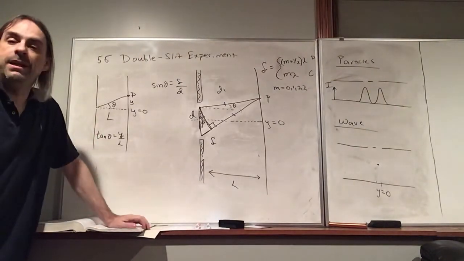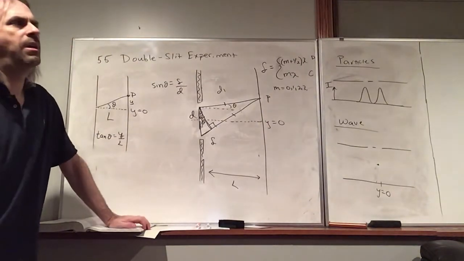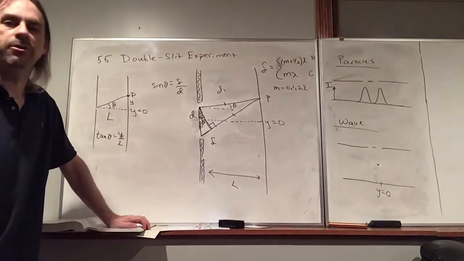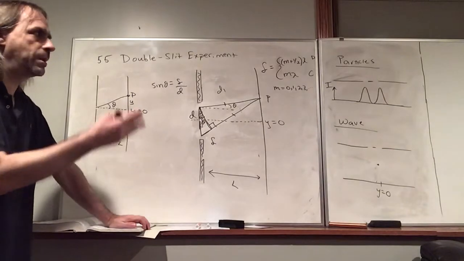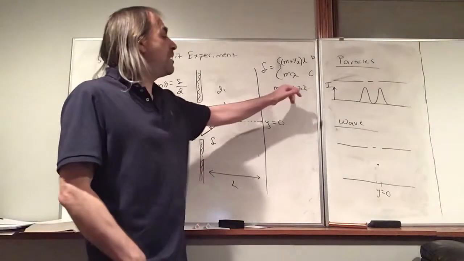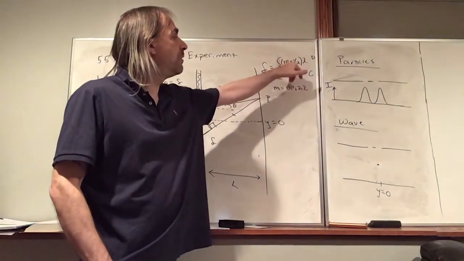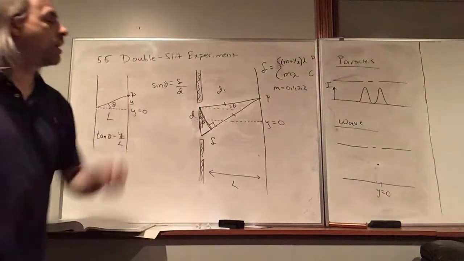Where m is any natural number: 0, 1, 2, 3, and so on. I think 0 is a natural number, though it depends on who you ask. I've seen different books define it differently, but whatever. So m equals 0 gives us those basic conditions: delta equals 0 for constructive, and 1/2 lambda for destructive.